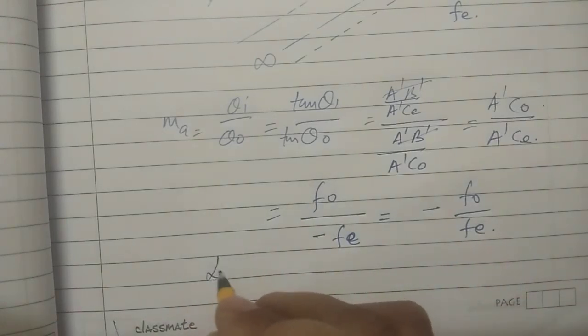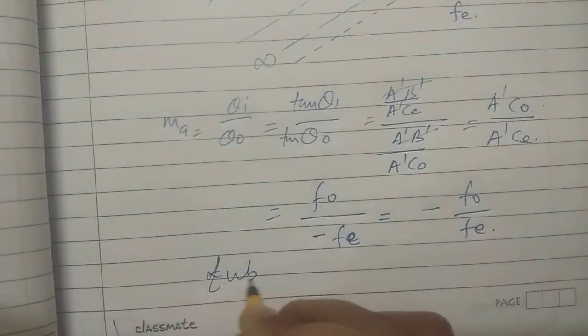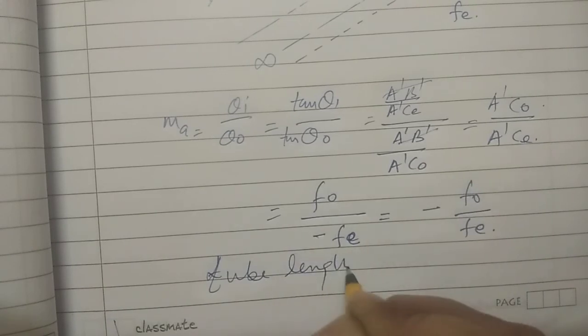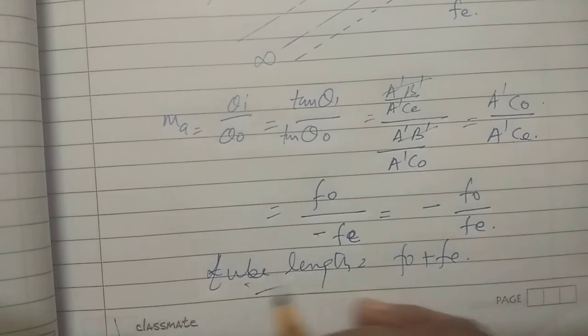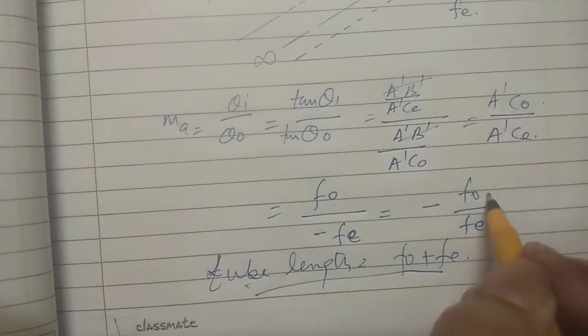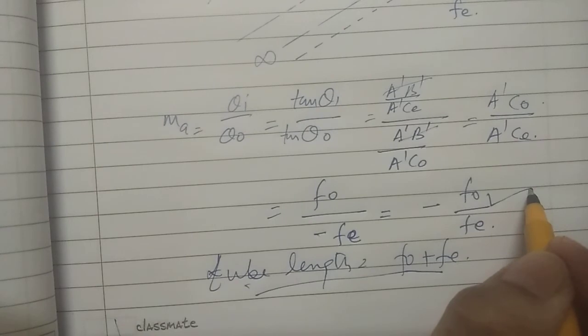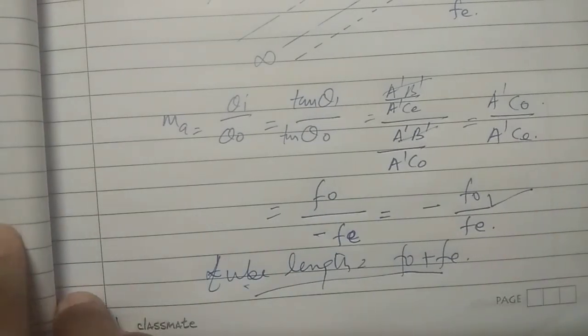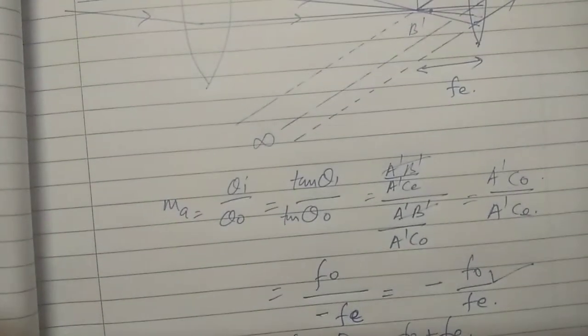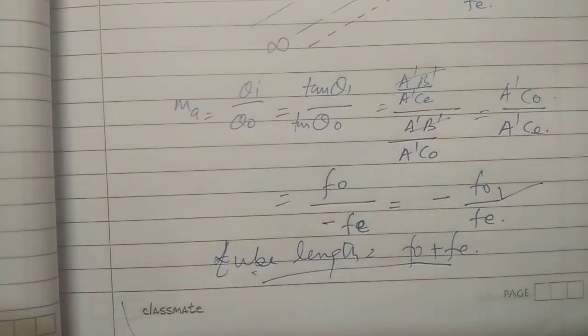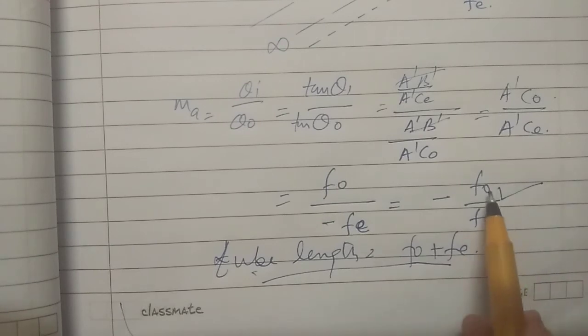Now without any approximation, tube length is F naught plus FE. So this is the tube length of the telescope, and this is the magnifying power of the telescope. Now if you want to increase the magnifying power, you have to make the focal length of the eyepiece smaller and the focal length of the objective larger.